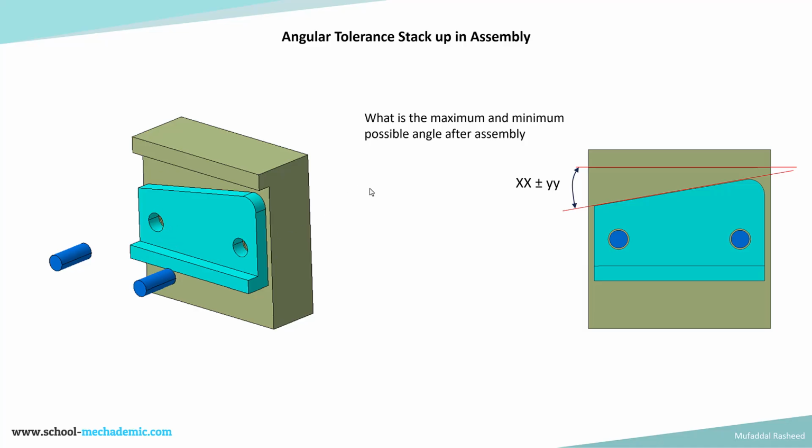So basically we want to find out the specification over here, that is the angle made by this slanted surface on the sand color block with this flat, straight surface on the base block. What is this angular specification? What is the maximum and minimum possible angle after assembly? We want to find this out.